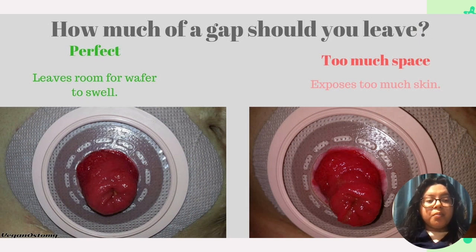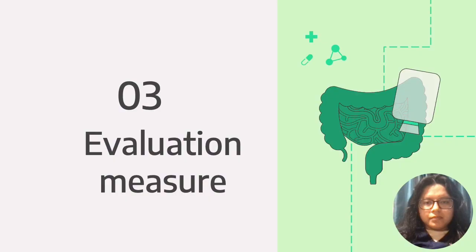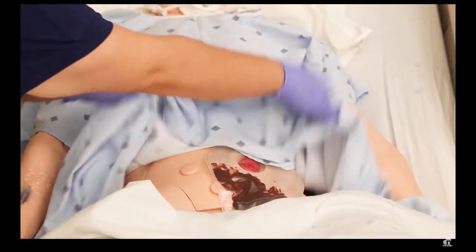Like here I mentioned before, measuring your wafer, you have to leave some room, but not too much room. And when you're cleaning, I'll be showing this later on, make sure you don't use any wipes that include any soap, oils. Just preferably use water to clean the area. Under the patient on the side of the stoma.